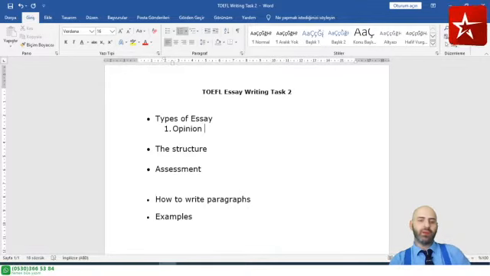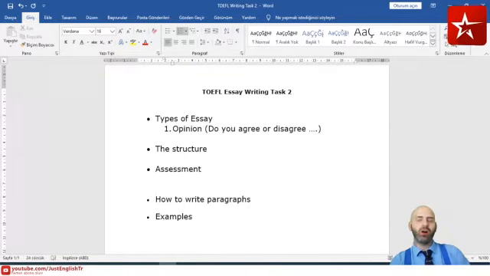For example, an opinion essay can be something like this. Do you agree or disagree that a computer is good for children's development? This is an example of an opinion essay.